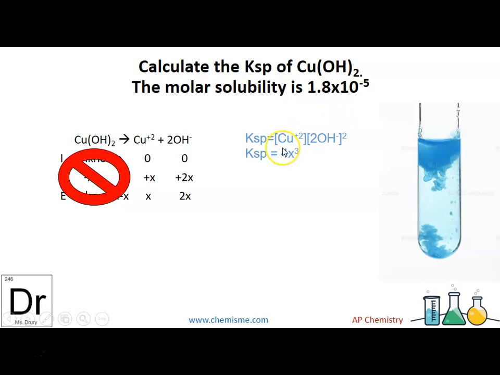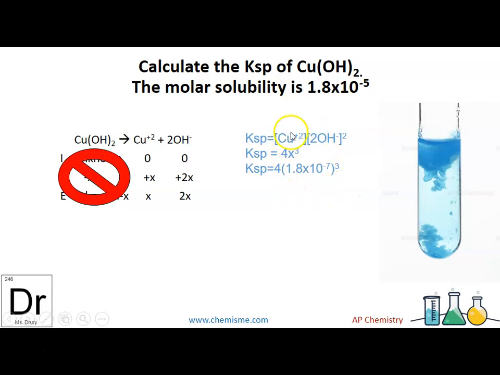You can either do 1.8 times 10 to the minus 5 times 2 times 1.8 times 10 to the minus 5, squared, or some people choose to say there's an x here and an x here, so x times 2x squared is 4x cubed, and then they only plug it in once. Let me say that one more time. You can either plug in 1.8 times 10 to the minus 5 for each ion, so you would do 1.8 times 10 to the minus 5, and then 3.6 times 10 to the minus 5, which goes here twice as much, squared. And you'll get the same answer as what I'm doing.